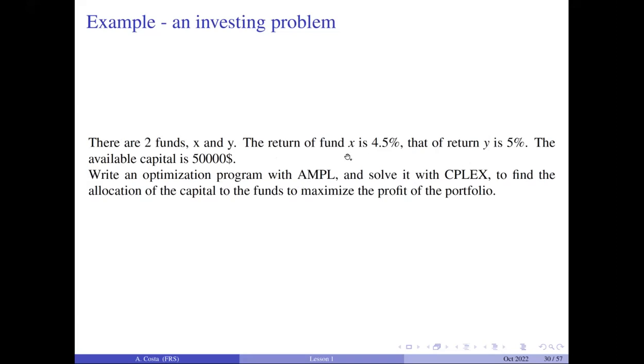So what you have to do is to write an optimization problem. Of course, you use AMPL and Simplex, as we have seen, where the objective is to find the allocation of the capital to the funds that maximizes the profit of the portfolio. Then you may tell me, look, I can tell you directly the solution. Put everything in fund Y. It's giving you 5%. Why should I put something on fund X? So you don't really need to solve the problem at all. You know already the solution. But this is just for the sake of writing the model.